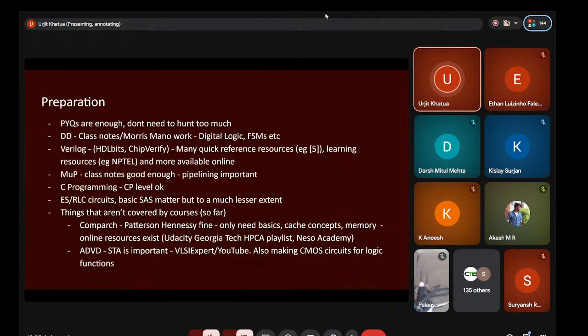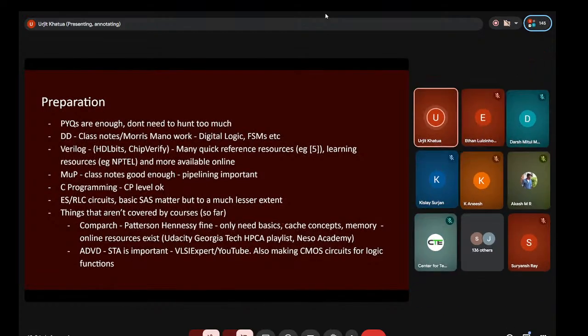Usually, these topics came from DD, from programming, including Verilog and C, and from UP. For preparing DD, class notes are generally good. But if you don't have those, or want another source, Morris Mano is a pretty good textbook. Digital logic and FSMs are the basic concepts. In classes you'd probably have done more complex things like asynchronous circuits, but they're going to stick to the basics.